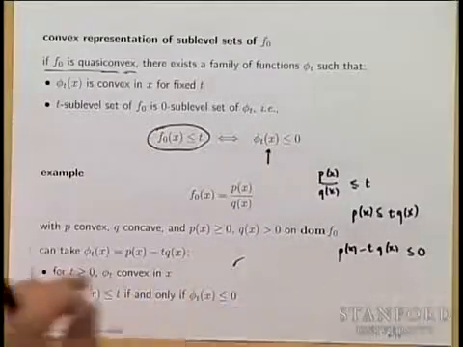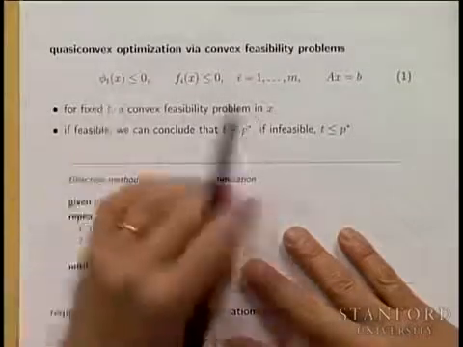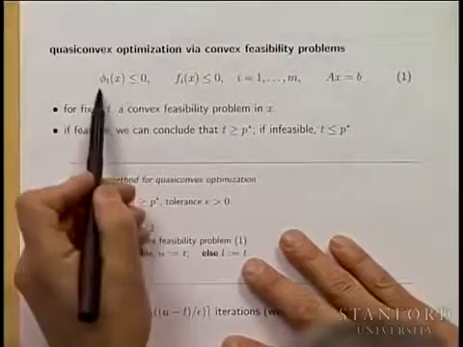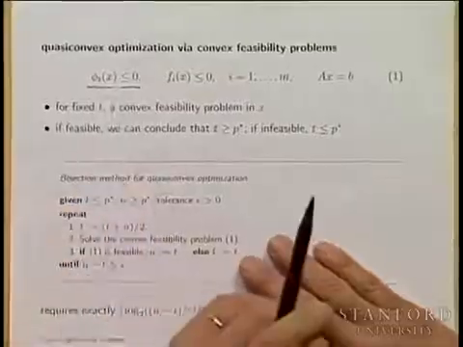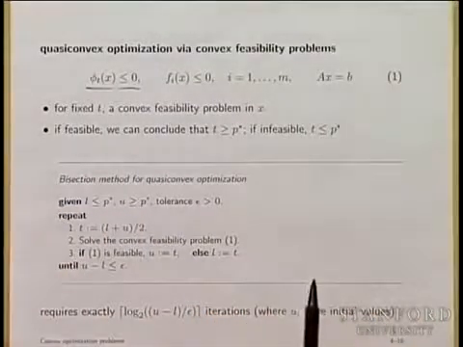Now the way you solve a quasi-convex problem is this. You just solve it. If you think about what you can do now, if you have this convex representation for any t, it means you can do the following.